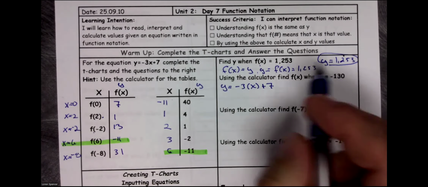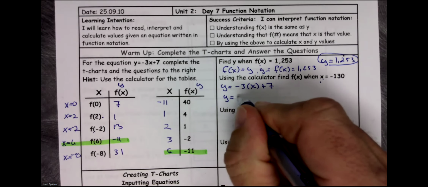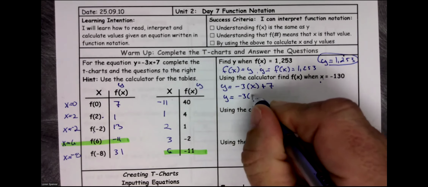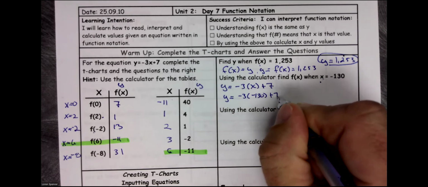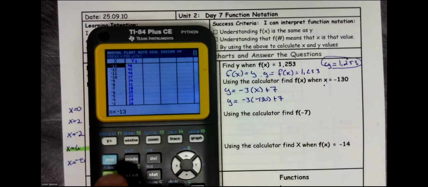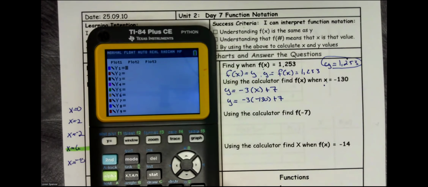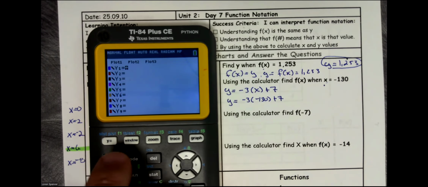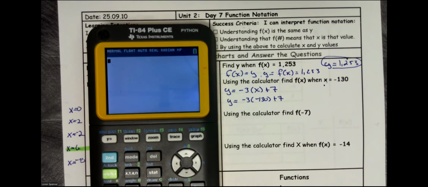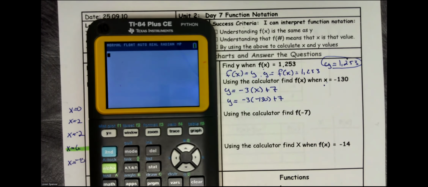Well, when x is negative 130, so we're going to plug that in. So we have y equals negative 3, parentheses, negative 130, plus 7. So y equals... now we're just going to go into the screen. To do that, blue button, quit, that gets me a clear screen, and press clear if it's not clear. So as in y equals, and I go blue, quit, clear. And we have negative 3, parenthesis, negative 130, parenthesis, plus 7.